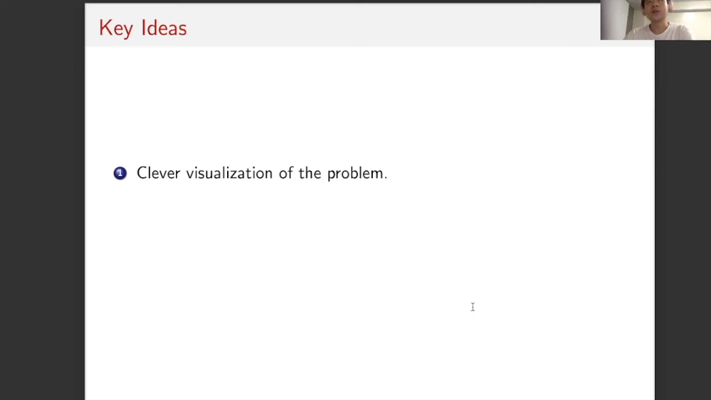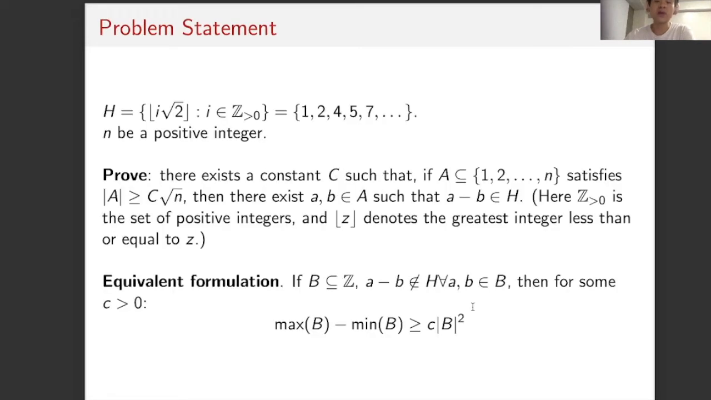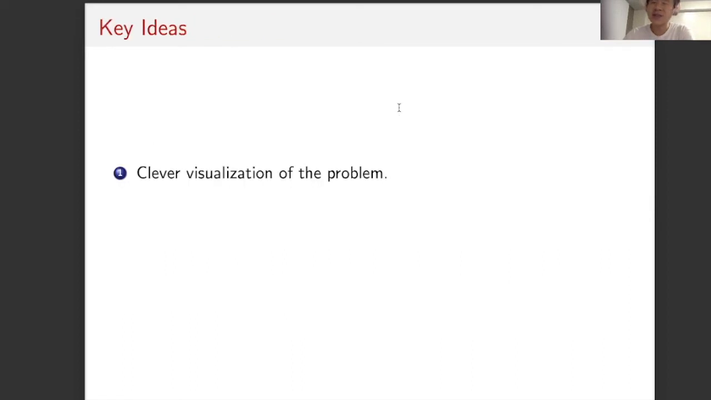Okay, so here are the key ideas that I'm going to present. The first one is a clever visualization of the problem. The set H is discrete and there are some really random skips here and there, which at least for me is not really useful. We'll see later how we can translate this into something more uniform, which will help us more.